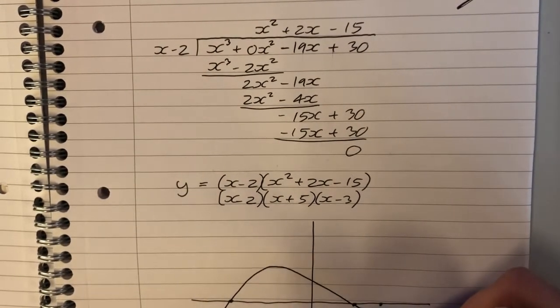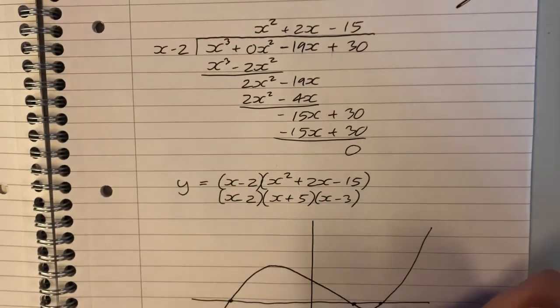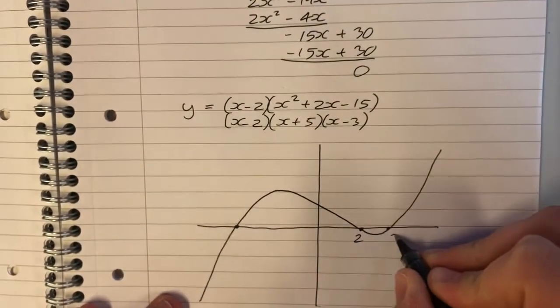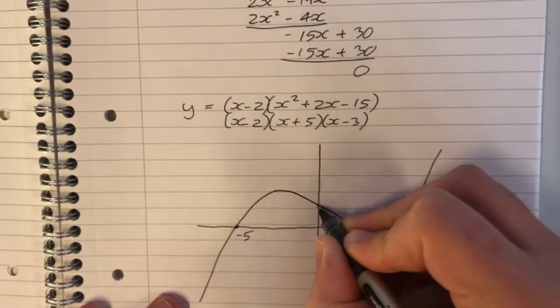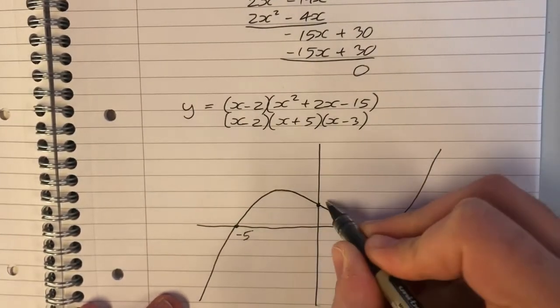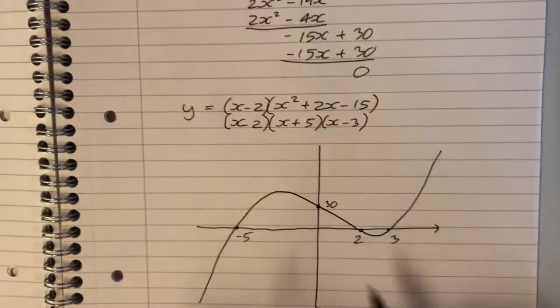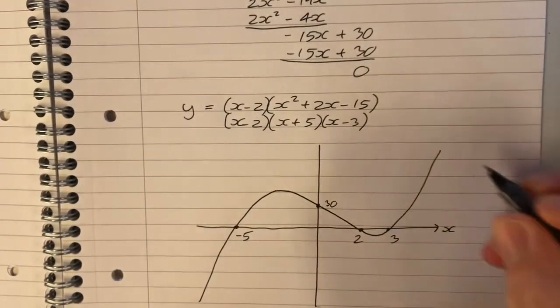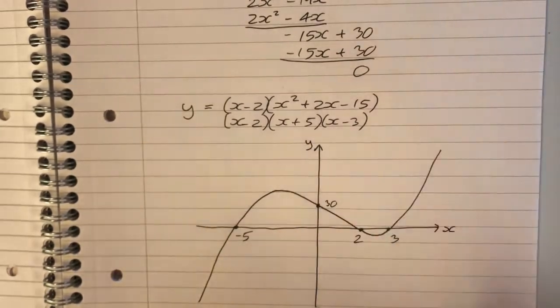Oh, wow, that's an awful cubic. No, that's a really bad shape. We'll go with it. 2, 3, -5, and this point here is 30. I'll say that's a bit of an awful shape because that bit was a bit too linear for my liking, but it's not horrendous actually.